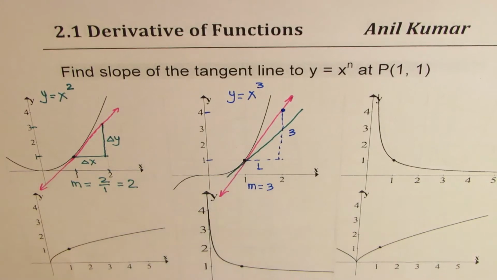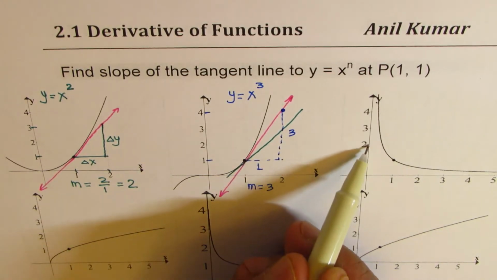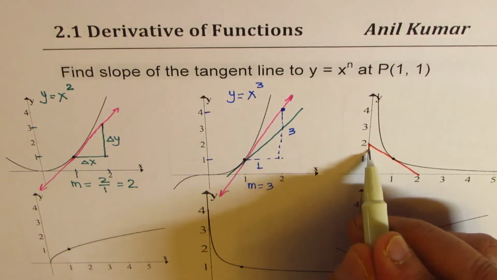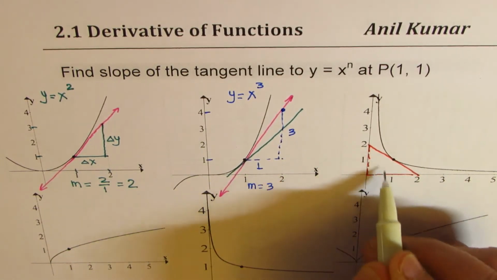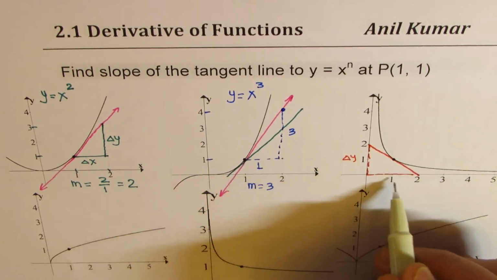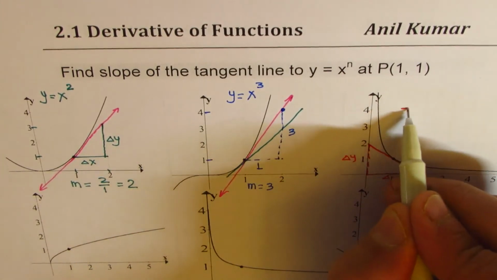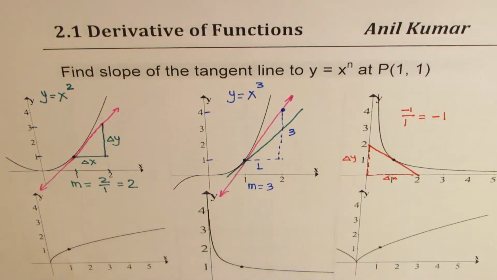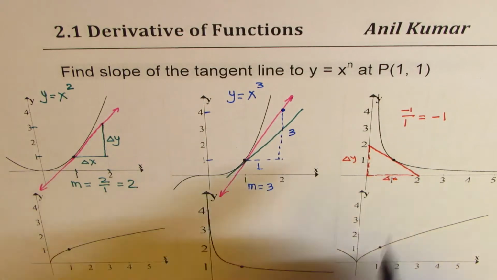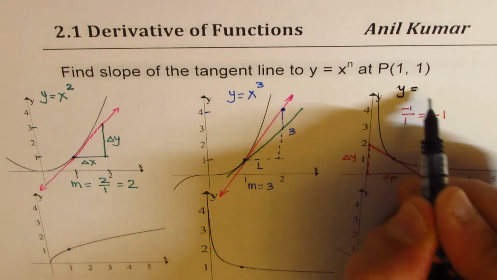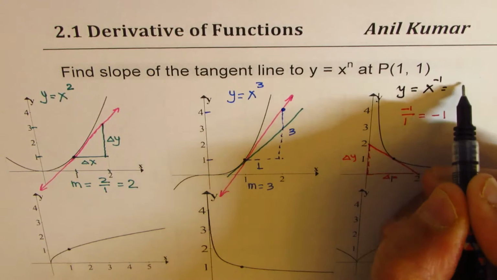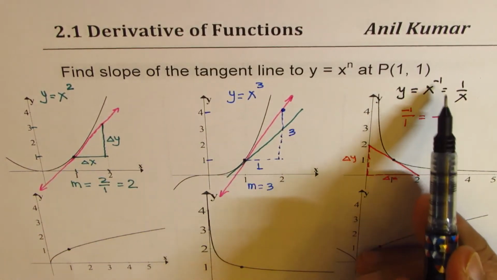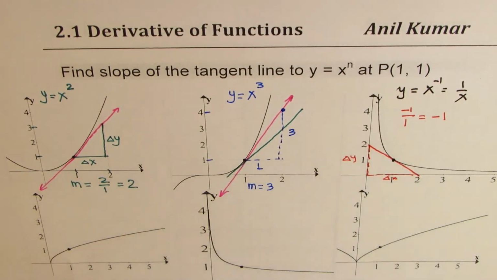Here, if I draw the tangent line, let's do it. So you get a line like this, correct? So that becomes the tangent line. Now since it is dropping down, the rise here, delta y over delta x, is minus 1 over 1, which is negative 1. Perfect? And in this particular case, this graph is actually of y equals x to the power of minus 1, or 1 over x. Do you see that? So the power and the slope of the tangent at this point are the same.